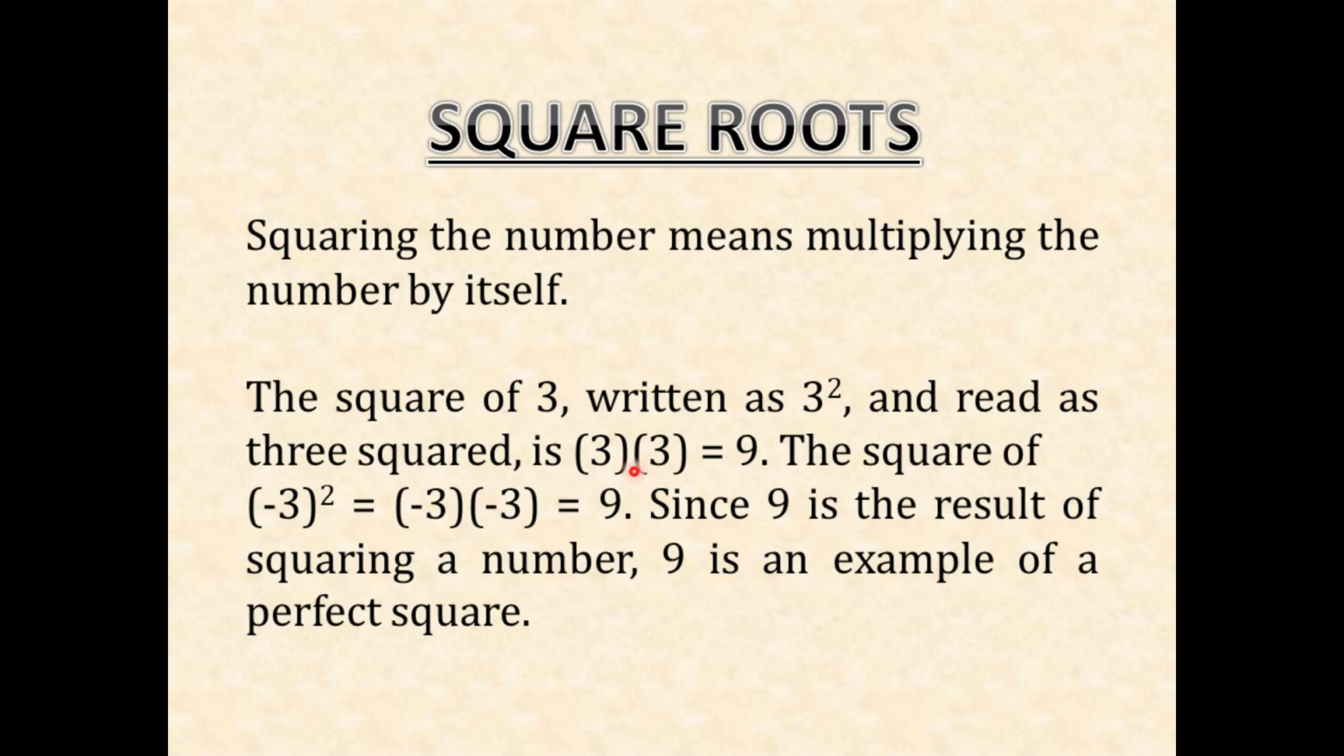Then we also have the square of negative 3. If we multiply the base, which is negative 3, by itself twice, the product is still positive 9. So you have noticed here that the results are the same. Meaning to say, once we are dealing with square roots, it involves positive and negative values. Since 9 is the result of squaring a number, 9 is an example of a perfect square.